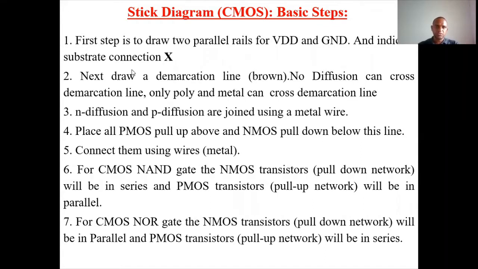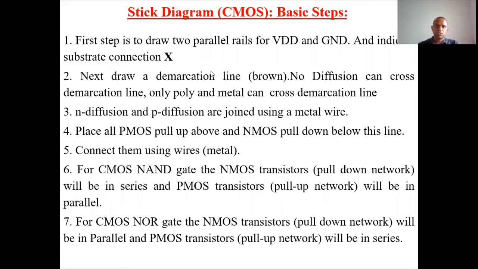and indicate the substrate connections with a cross mark. Next, draw the demarcation line. No diffusion can cross the demarcation line. Only poly or metal can cross the demarcation line. The next point is that N diffusion and P diffusion are joined using a metal wire.